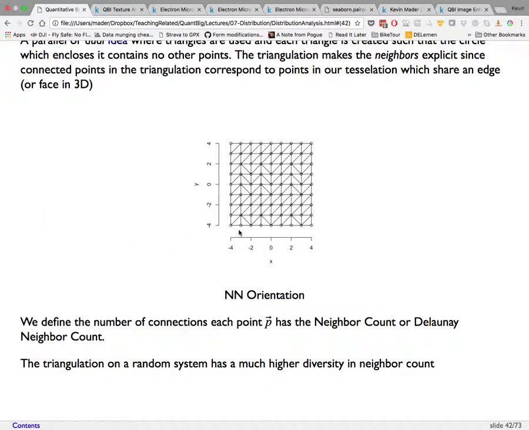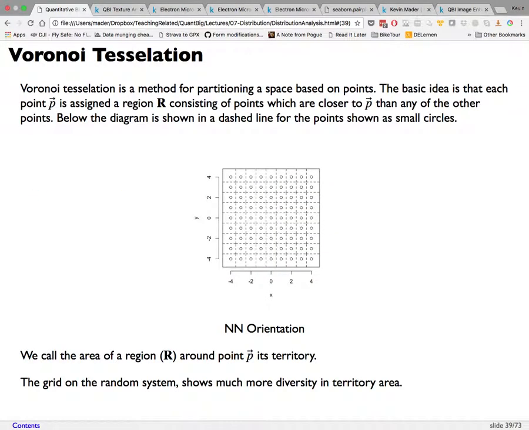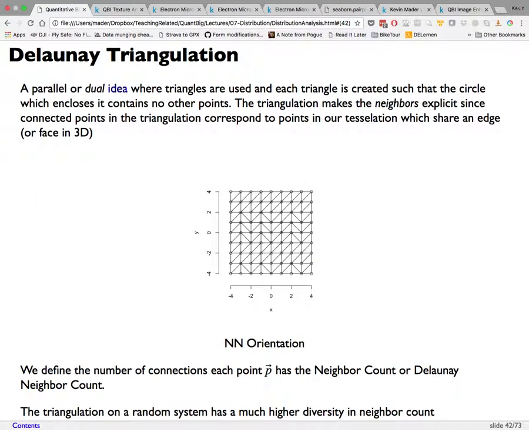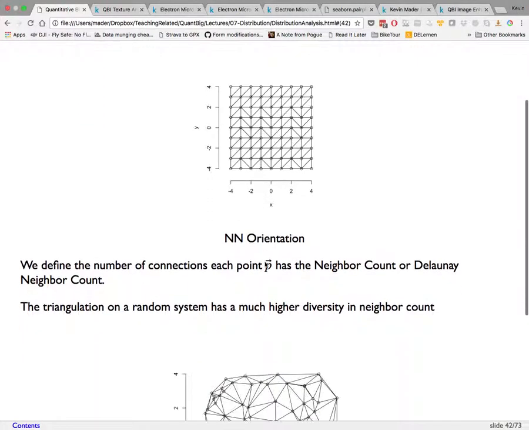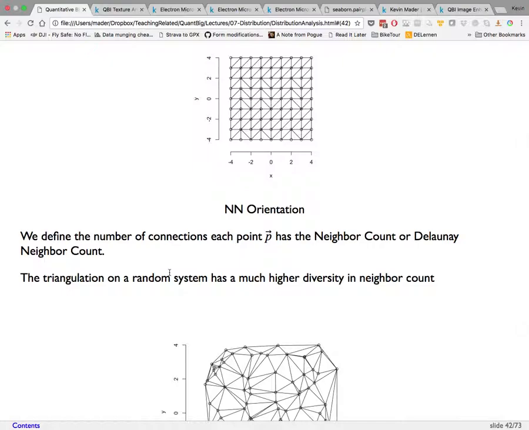The nice part about the Delaunay Triangulation is that it gives you the neighbors. With the Voronoi Tesselation, we got a territory, which is very useful when we're looking at things like density. But if we're looking at what are the closest neighbors to me, this triangulation makes much more sense because it gives you this actual topology of how your system could look. And so you can define the number of connections you have at each point as the neighbor count, or the Delaunay neighbor count.